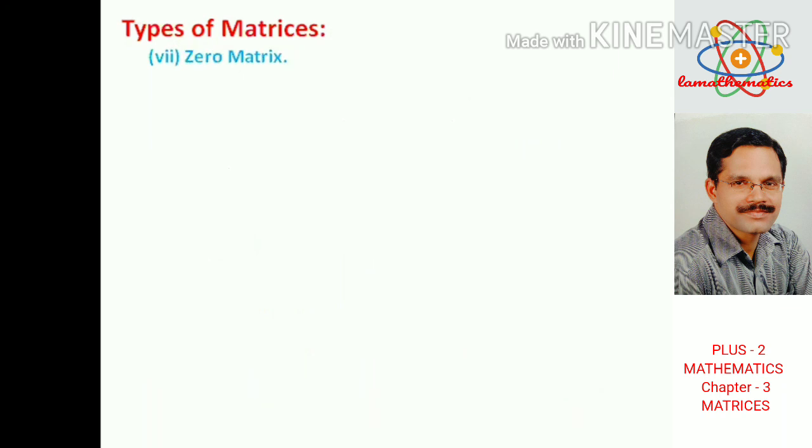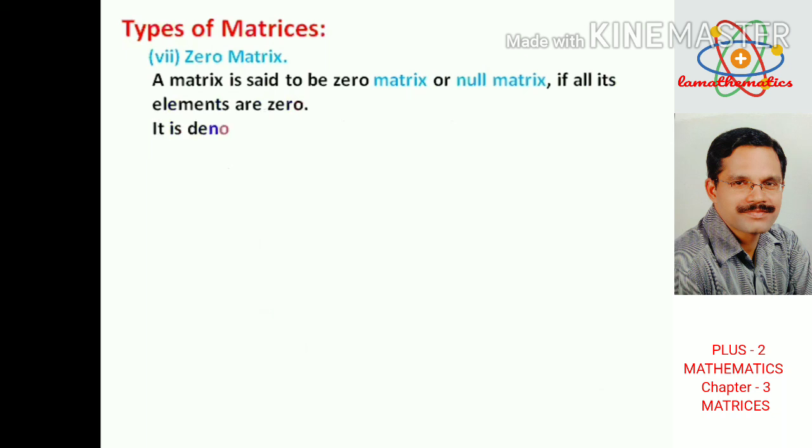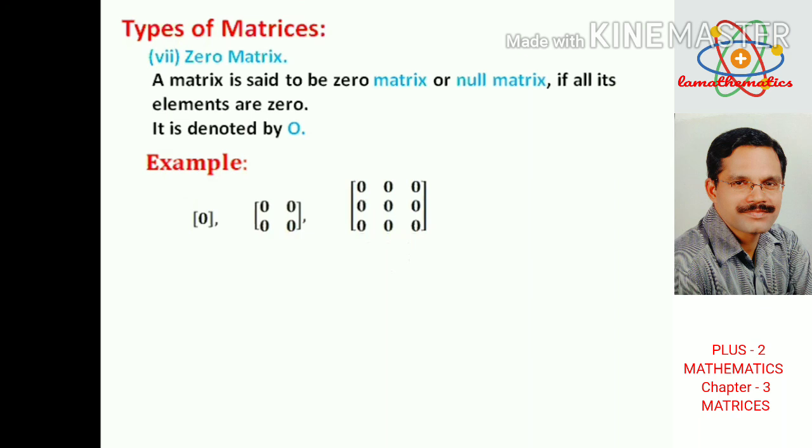Type 7, zero matrix. A matrix is said to be a zero matrix or null matrix if all its elements are 0. It is denoted by O or 0. Example, matrix 0, matrix 0 0 0 0. Then first row 0 0 0, second row 0 0 0, third row 0 0 0. They are zero matrices of order 1, 2, 3 respectively.